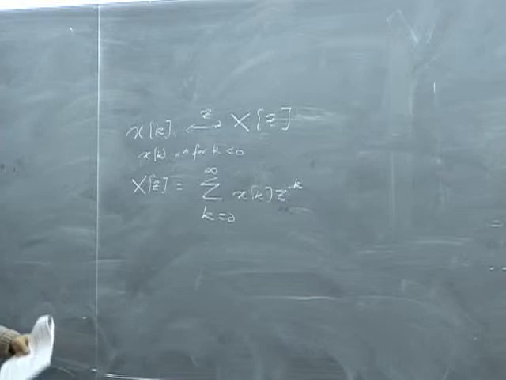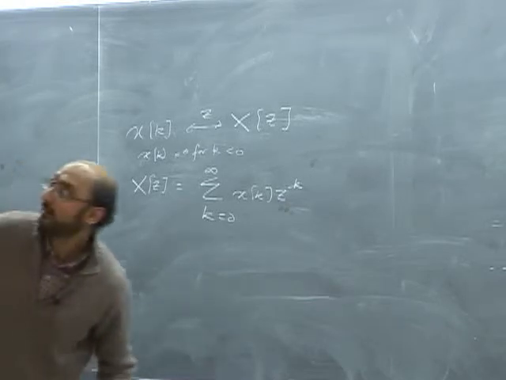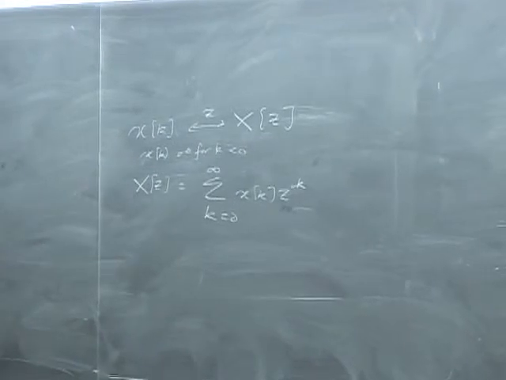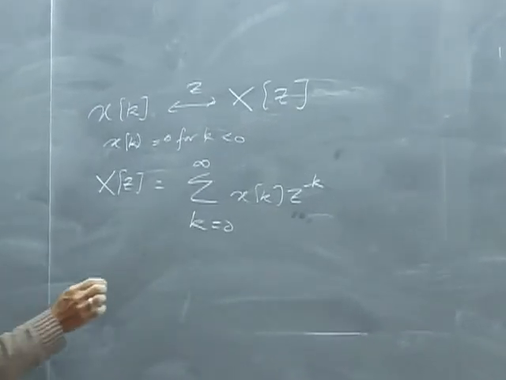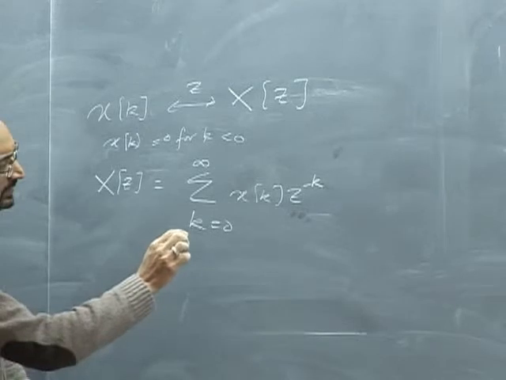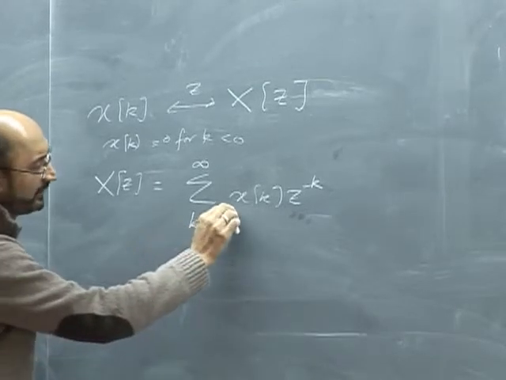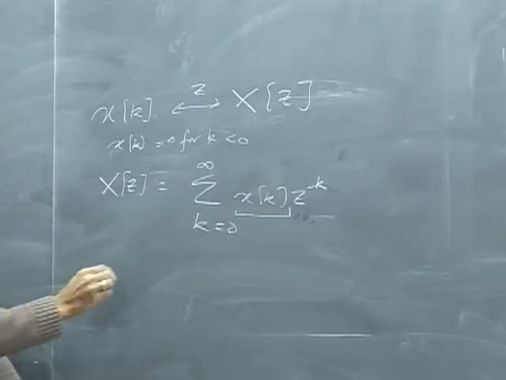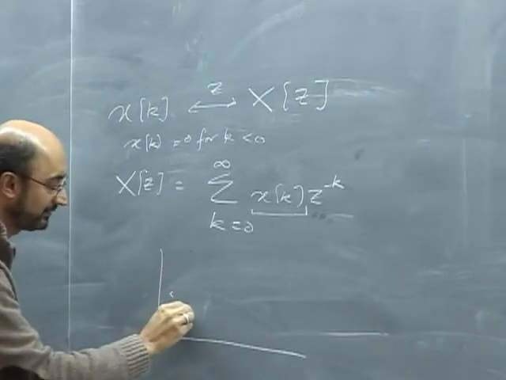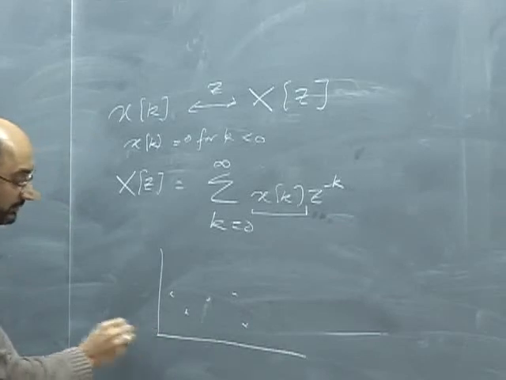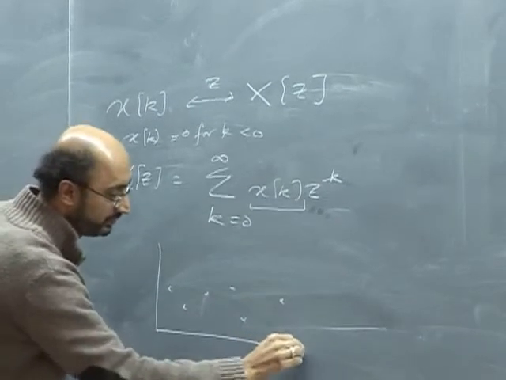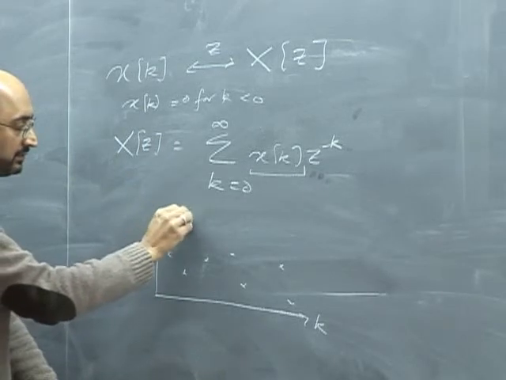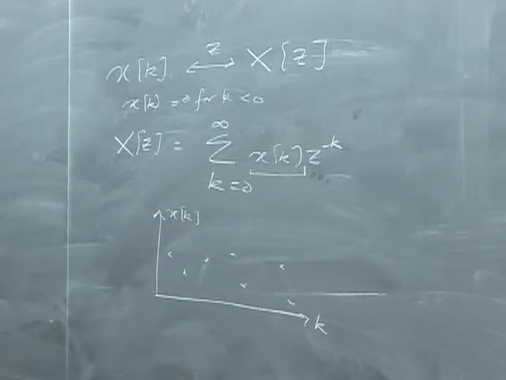I want to just write down this form over here, and in the next few minutes I'm going to give you some intuition of what's going on. What we're doing here is to say that we have some time series x_k, and we know that it looks like this, and we ignore anything before k equals 0. So this axis is k, and this is x_k.